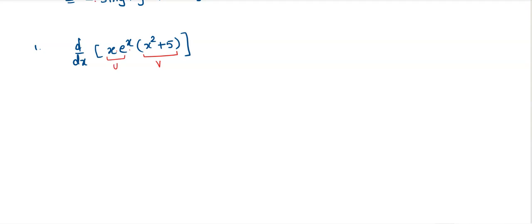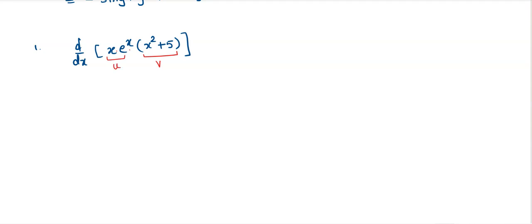Now let's take an example where you have to find the derivative of, say, 3 terms: x, e power x and x square plus 5. So what you see here, you have a product of 3 terms, x, e power x and x square plus 5. Why 3 terms? Because here you have 2 multiplication signs. So in this case, again, you can use the product rule. Keep it simple: this term you take as v and this full term take as u.